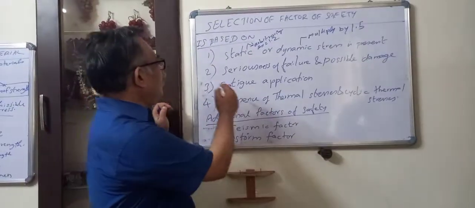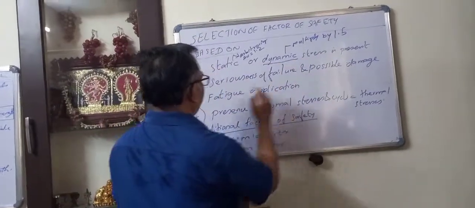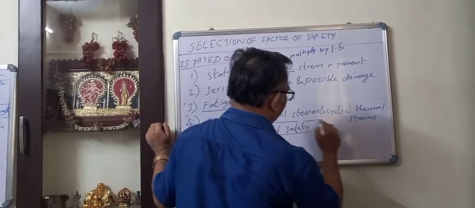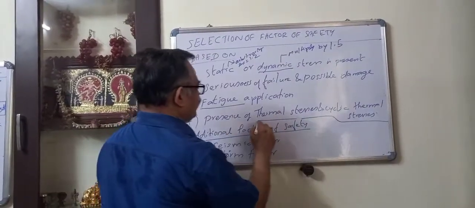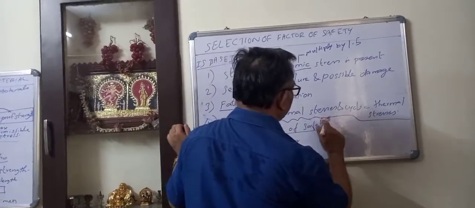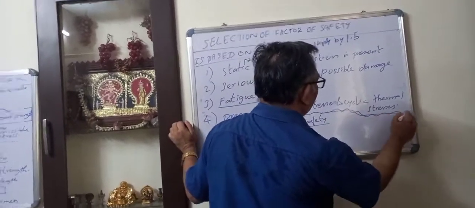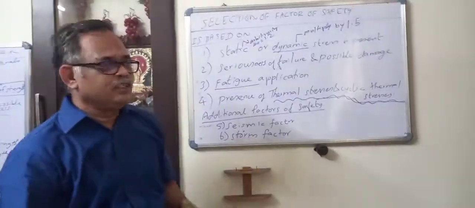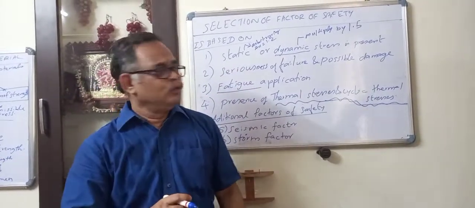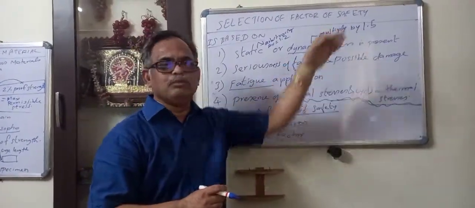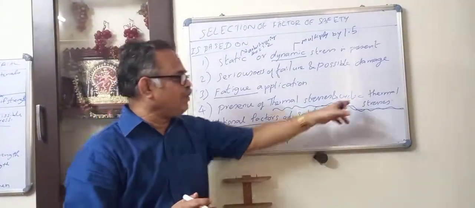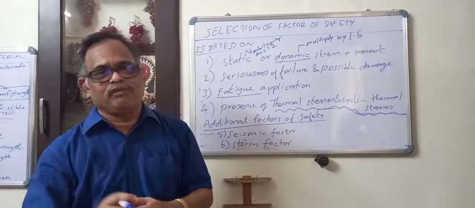So for all three conditions, for dynamic, for fatigue application, and for thermal cyclic stresses, we have to multiply by 1.5. And many times for thermal stresses, we can calculate what the stress level will be, so we need not simply multiply by 1.5. Thermal stresses can be estimated, and only for cyclic thermal stress we should multiply by 1.5.